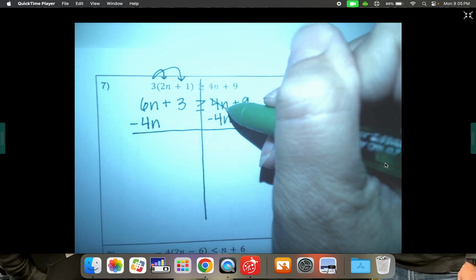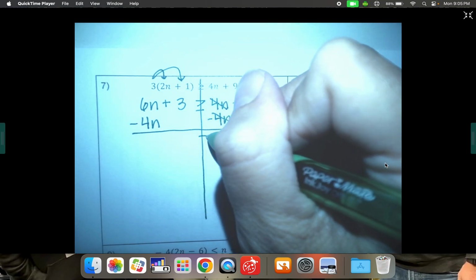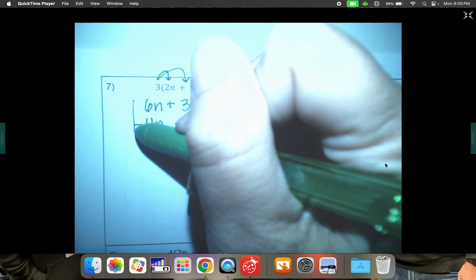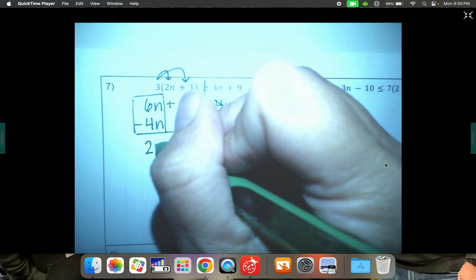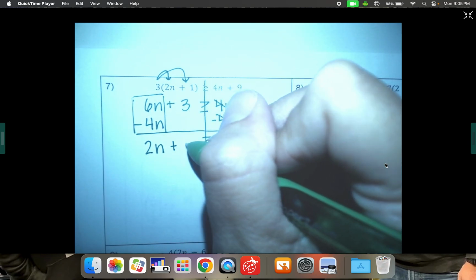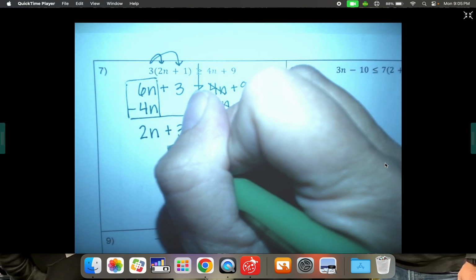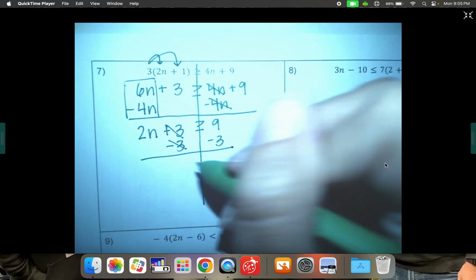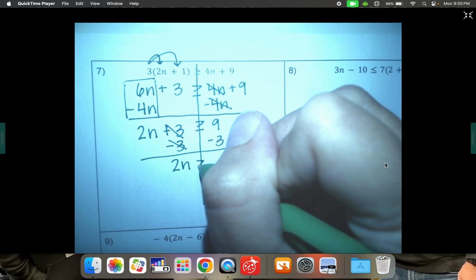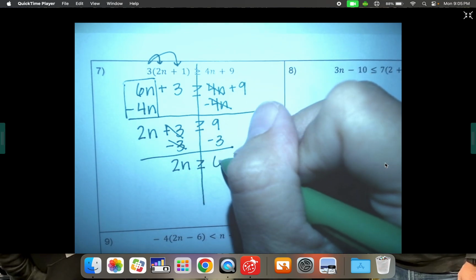When I subtract 4n on the right, they cancel out, leaving me with 9. I'm going to bring down my symbol. 6n minus 4n on the left is 2n. And let's bring down plus 3. Next, I'm going to minus 3 on both sides, subtract 3. Cancel them out, bringing down our 2n and our symbol. 9 minus 3 is 6.